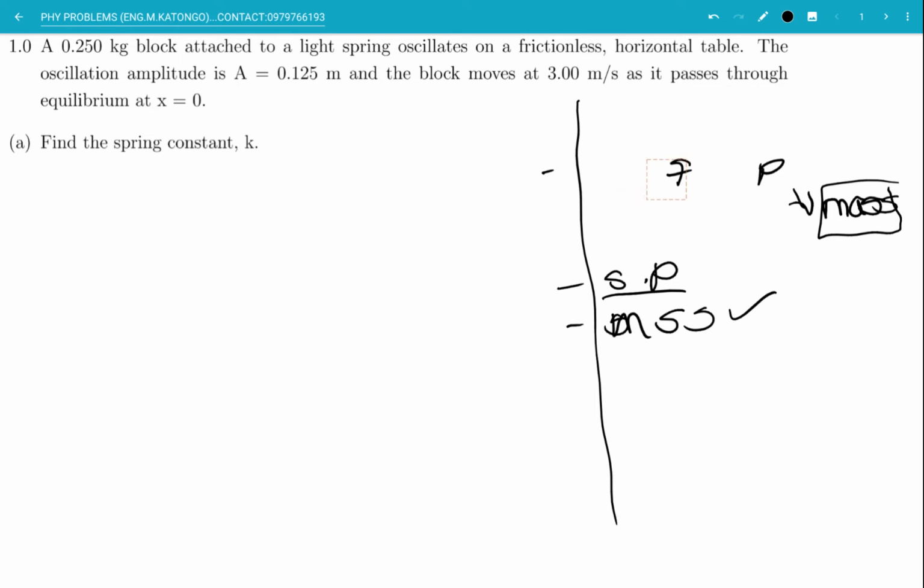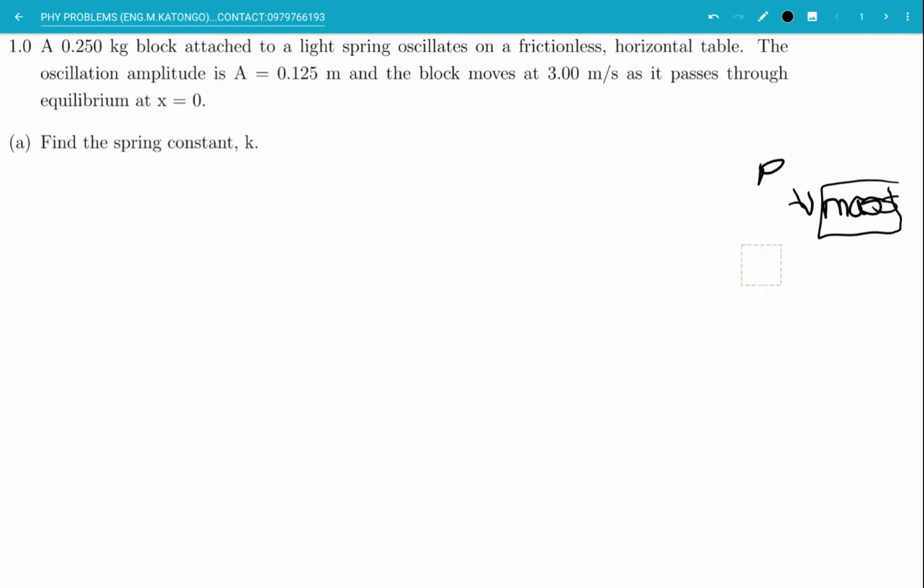Okay, let's look at the question that has been displayed on the screen. A 0.25 kg block attached to a light spring oscillates on a frictionless horizontal table. So frictionless basically means that all the energy losses are disregarded. The oscillation amplitude, which is the maximum displacement of the particle A, is equal to 0.125 meters.